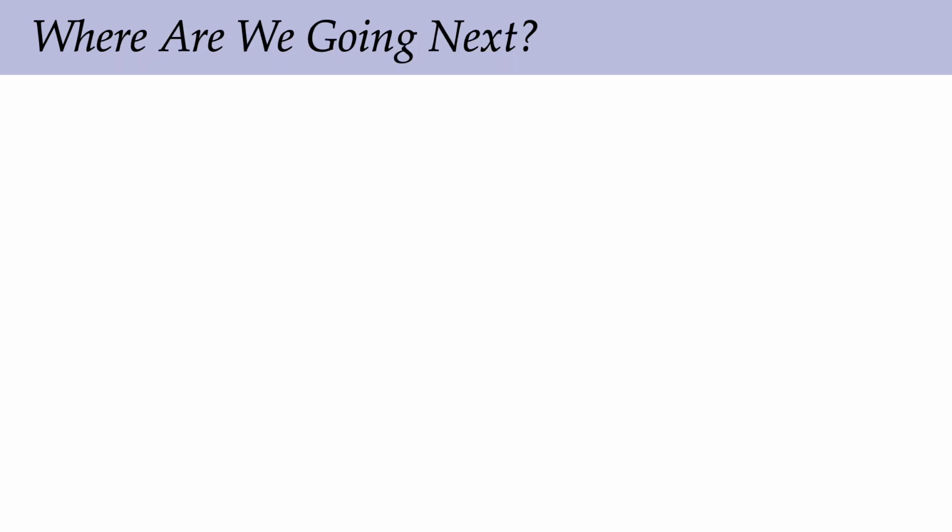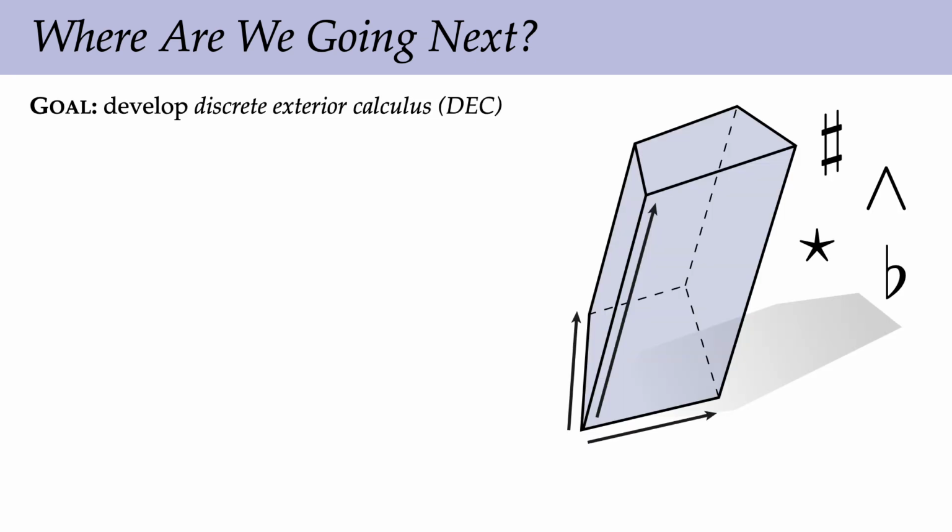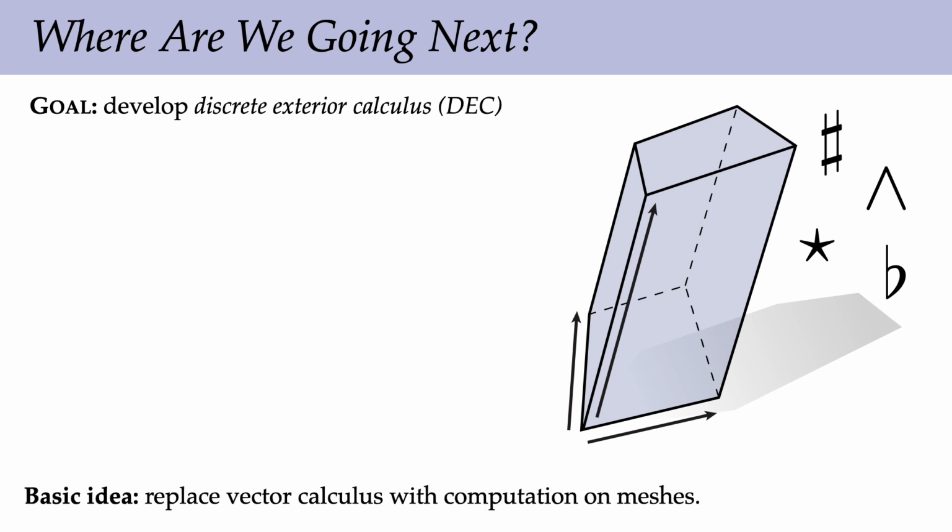Okay, so more broadly, where are we going? Our goal is to build up this idea of discrete exterior calculus, and in a nutshell, discrete exterior calculus kind of replaces vector calculus, replaces pen and paper expressions with computation on meshes.